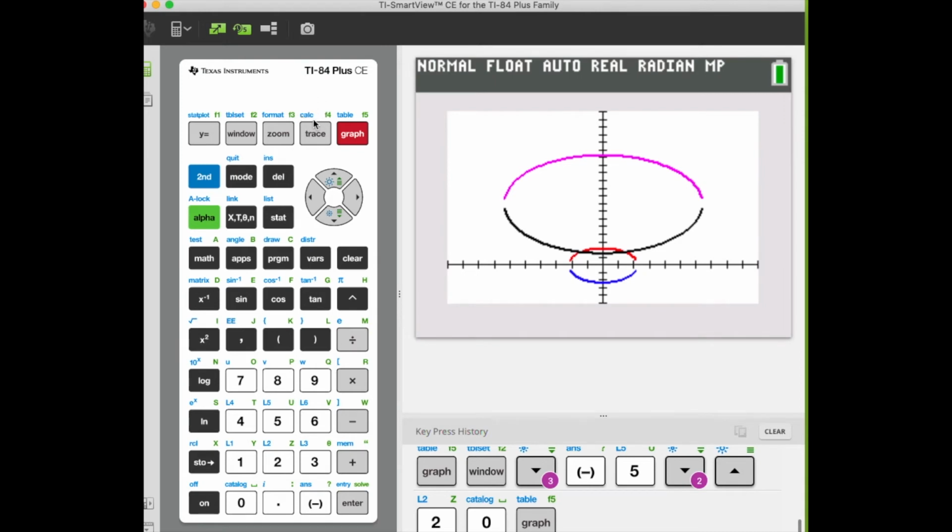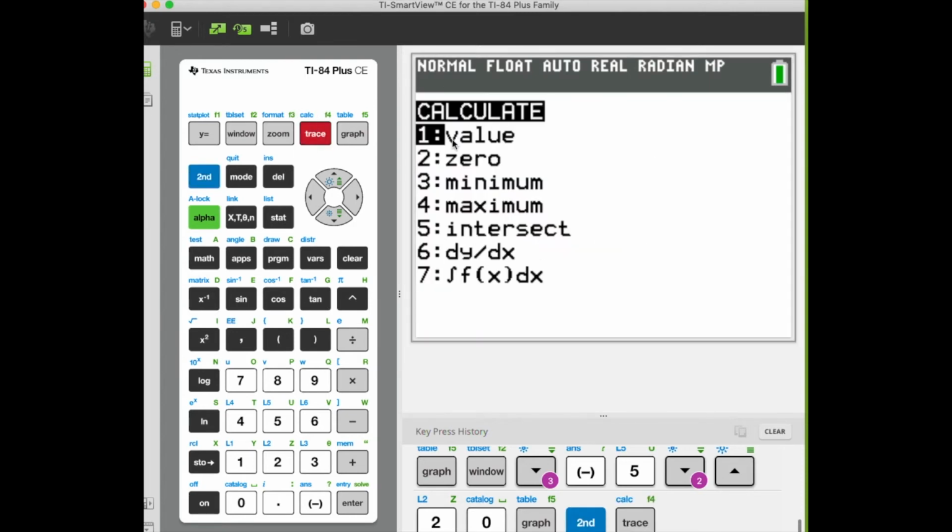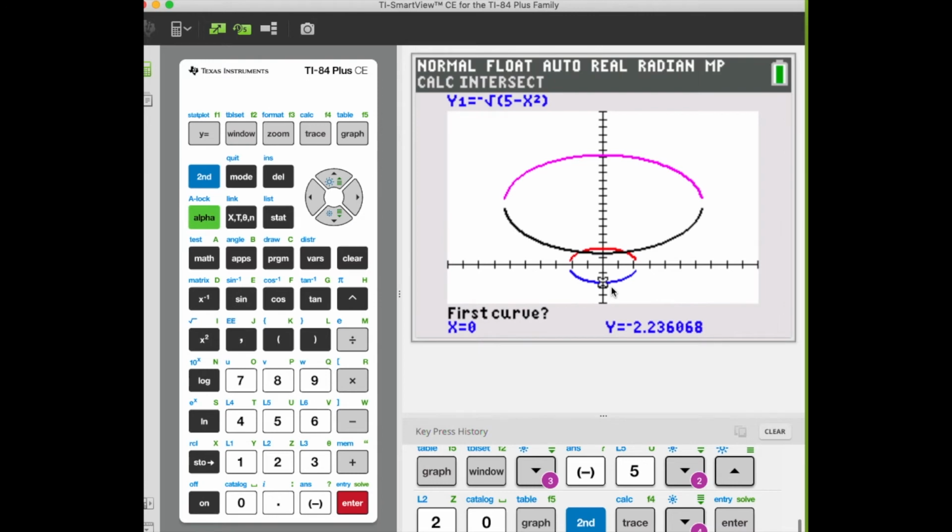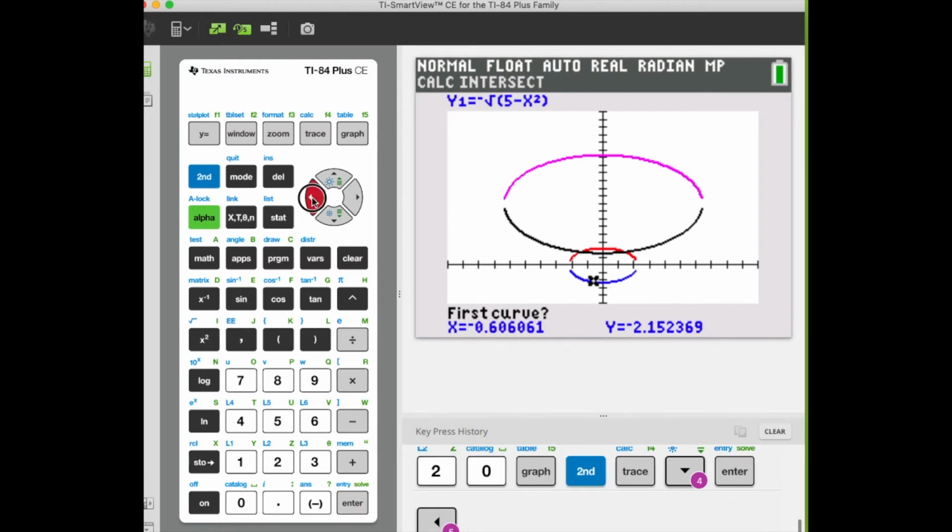So again, I'm going to go up to Calc. It's above trace, so I press second and then trace to pull up Calc. This is where all the other stuff was that we did: zeros, values, mins, maxes, down to intersect. This is calculus stuff you might use later. So again, I want the two curves. Now I'm going to move my little star looking thing. Where you at? There we go.